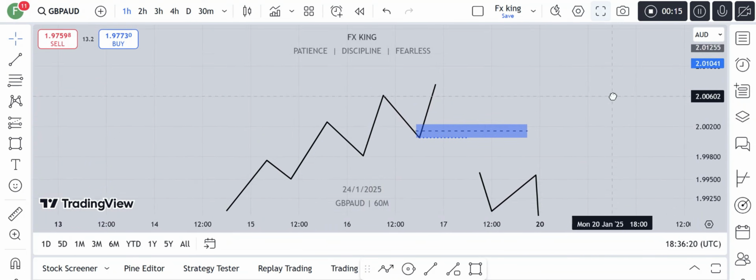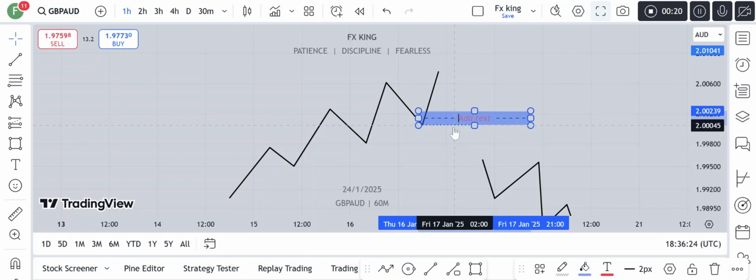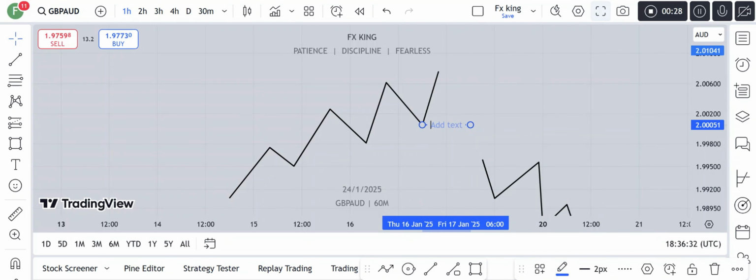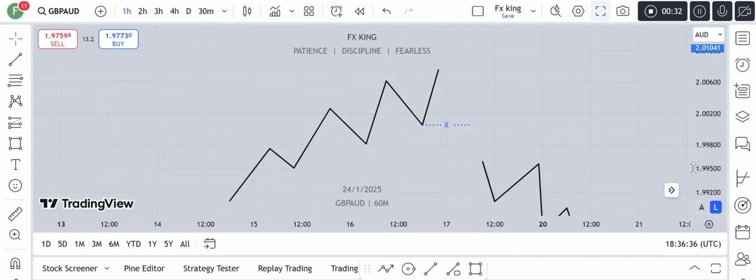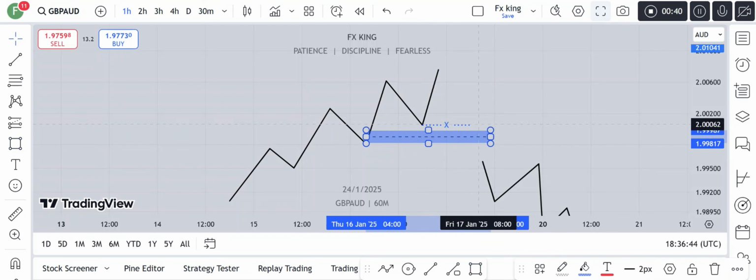Now, looking at this scenario here, we have our inducement, which I marked out earlier. This low acts as our inducement. I always mark it X. You see my chart, you see that I denote it as X. So after inducement has been taken out, you start looking for a point of interest directly below your inducement.